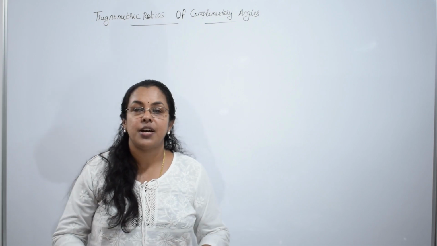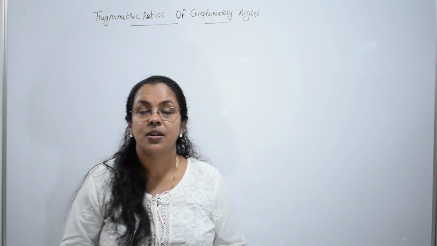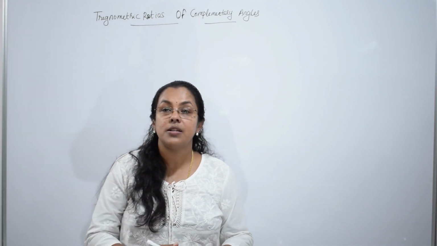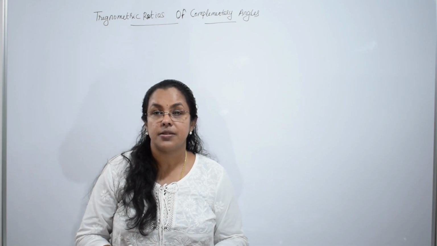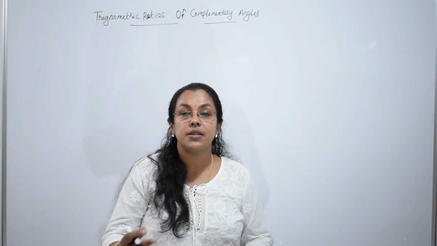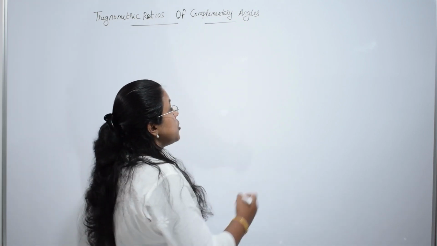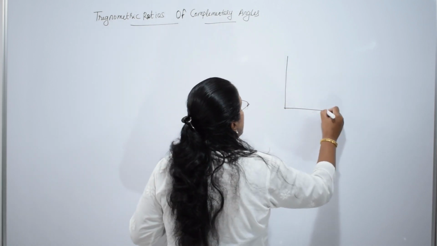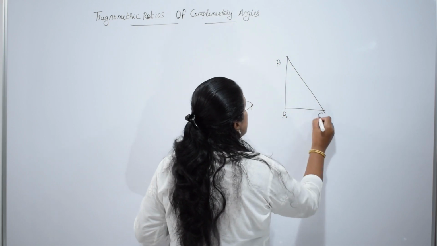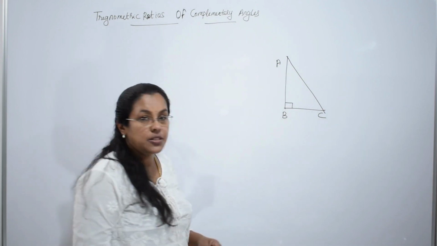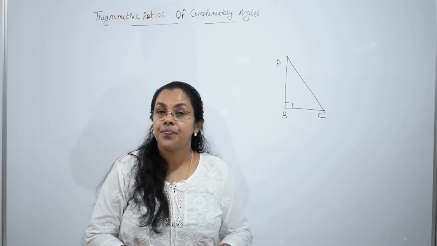What are complementary angles? If the sum of two angles is equal to 90 degrees, then they are said to be complementary angles. I am drawing a right triangle here, A, B, C. Angle B is 90 degrees. Do you see any complementary angles here?